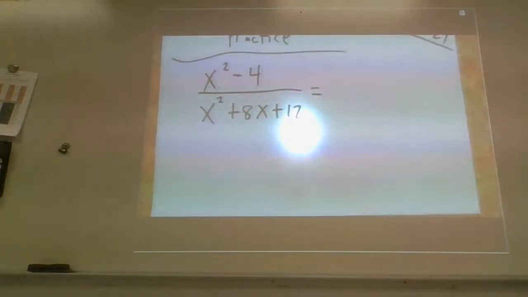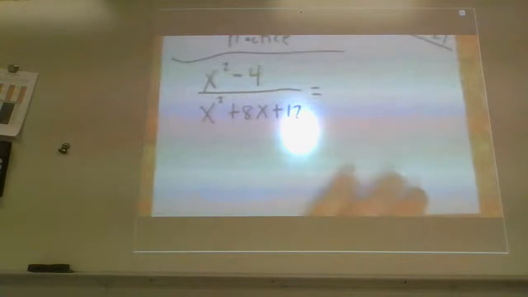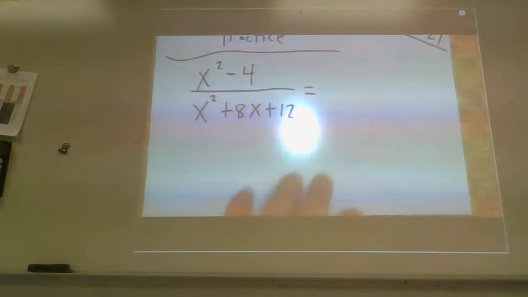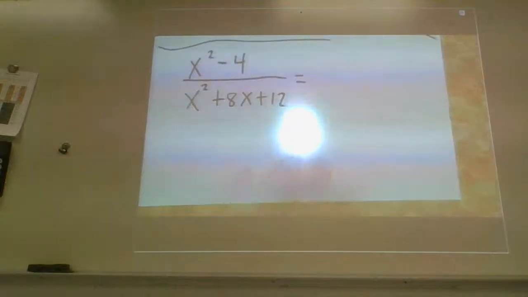Now, when it comes to simplifying these things, just as a reminder of what we've done in the past, a lot of people would immediately want to try and cancel out those x squareds. And I'm telling you that you cannot cancel out those x squareds. You are not allowed to cancel out those x squareds. The reason comes down to the operation that is separating the term from the rest of the problem.